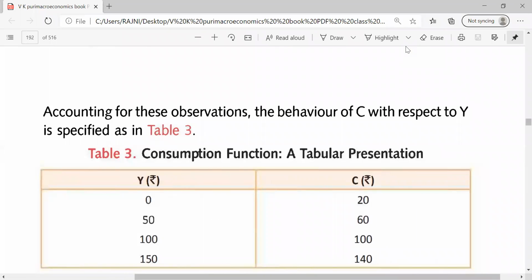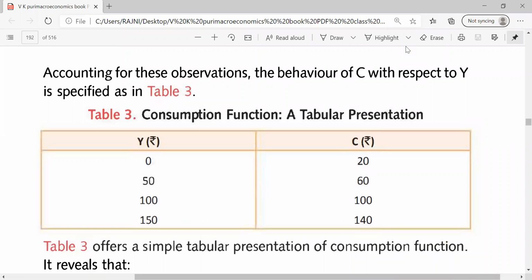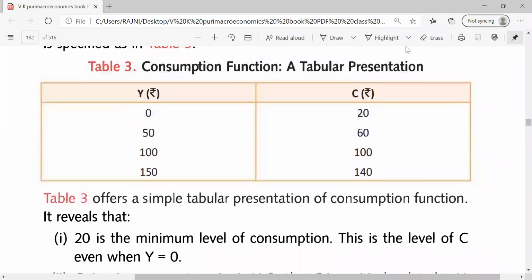After that we can see this behavior of consumption with respect to Y like this: the consumption function with the help of a tabular presentation, as well as the consumption function with the help of a diagrammatic presentation. So here we can show the behavior of consumption with respect to the income with the help of a table like this. Income is 0, increasing 50, 100, 150. Consumption is 20. It means when income is 0, there is still 20 consumption. This 20 is the minimum level of consumption. This is the level of C when income is 0. It means this is the autonomous consumption.